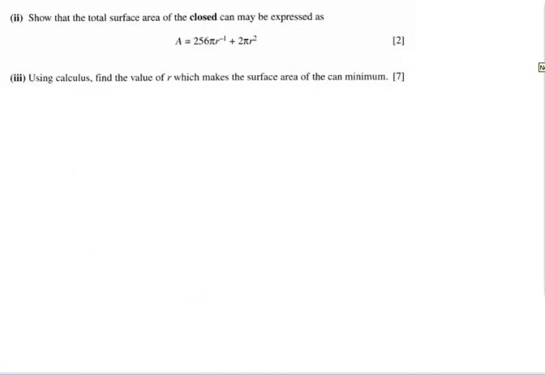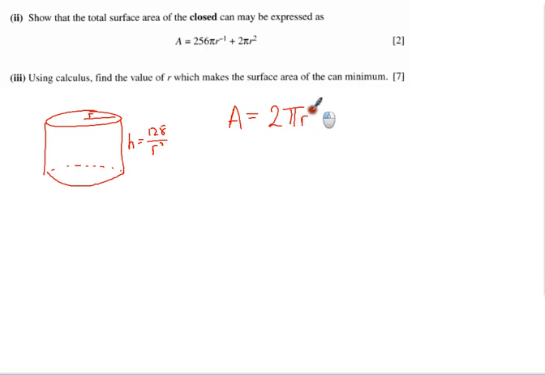Second part of this question says, show that the total surface area of the closed can may be expressed as that. Well, again, let's think of this can. It's a closed can. I know that this height here is 128 over r squared, and I know that the radius is r. We've just worked this out in part 1. To get the surface area of a tin, we've got the top, it's closed, so we're going to have a lid on it and a base on it, which are both circles. So we have 2 pi r squared.